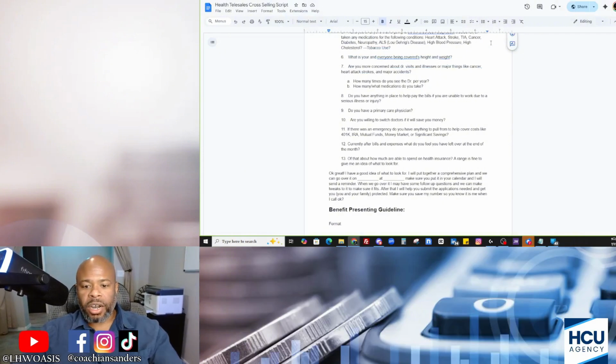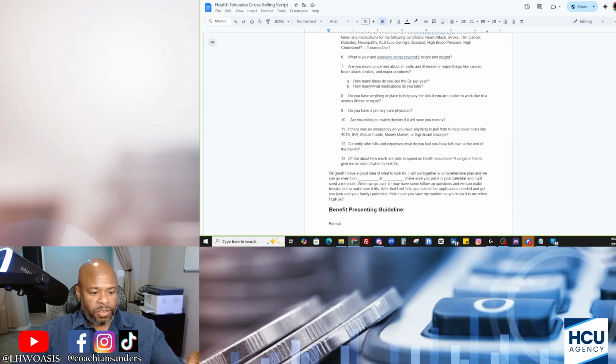Now, we're not going to start and go from the top of the script down. We're just going to touch on the things that matter the most. And one of the biggest questions that you'll need to ask is you need to find out what their budget is so that you know how much they're able to spend on their health insurance. You don't want to just go ahead and throw everybody into a zero cost plan thinking that it's going to be the best for them, because that may not be the best coverage for them and you may do more harm than good. So the first thing that you need to do is ask, currently after bills and expenses, what do you feel you have left over at the end of the month?